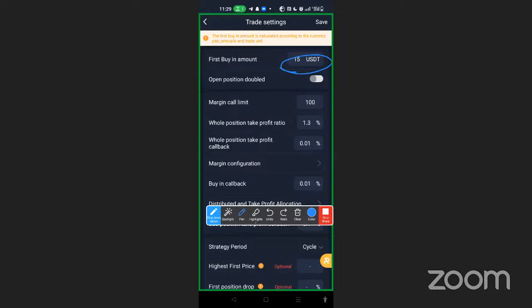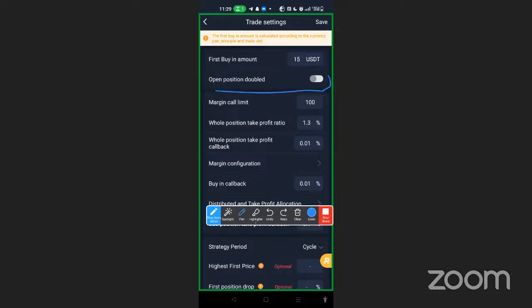Start with a minimum. This is the advice. Please don't start with less. Start with a minimum of $15. Sometimes you may get an abnormal sell because you bought less quantity, when your robot cannot sell what it bought because it's of less quantity. Please, my advice is 15.